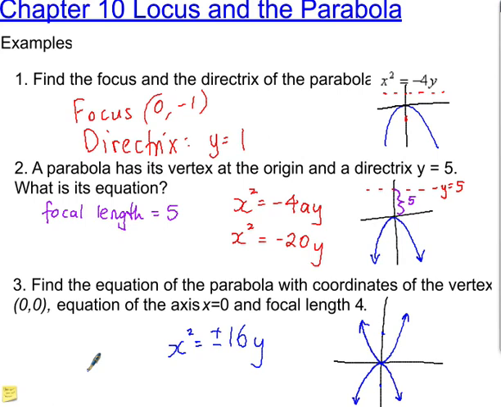Cool. So sometimes your answer is one parabola, and sometimes, like here, your answer could be two. Alright, that's it for the example. So the next exercise is exercise 10.4, question 3. x squared equals 8y.